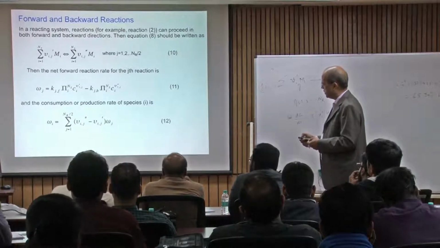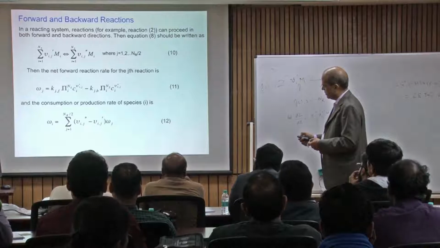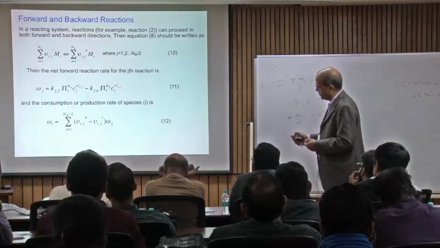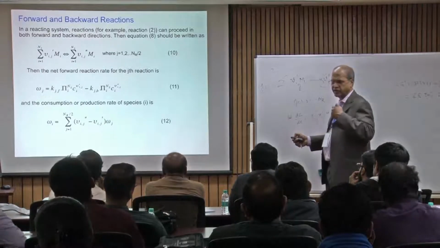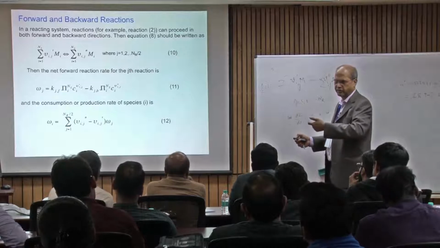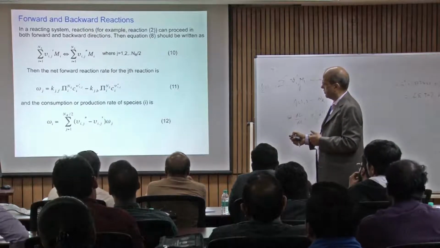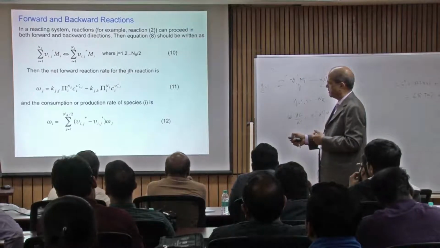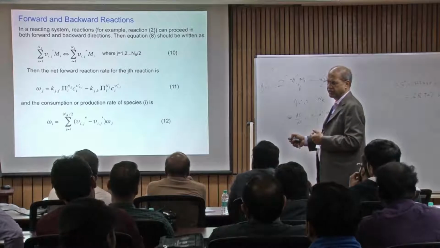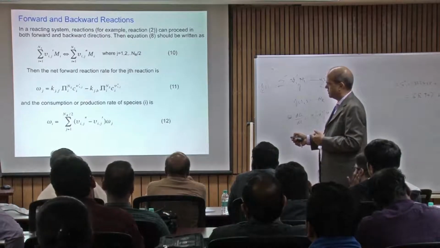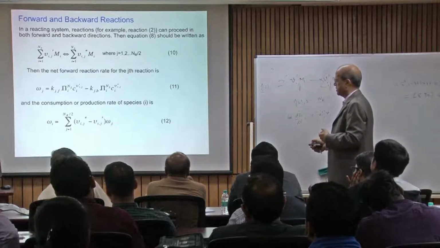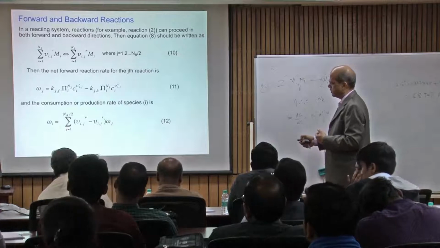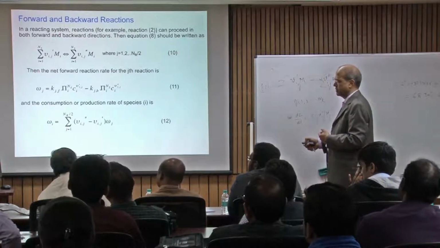And then here, the most important part is the concentration of species i raised to the power nu_ij double prime, because the reaction is going from product to reactant, in the opposite direction. So this is now double prime. And then of course you can write, this is the net reaction rate for the jth reaction, forward minus the backward reaction. And then this is the reaction rate for the individual species, where you are summing over all the reactions.